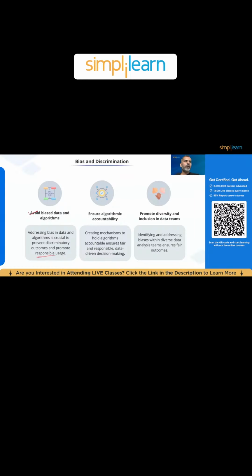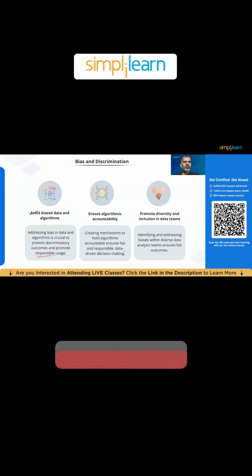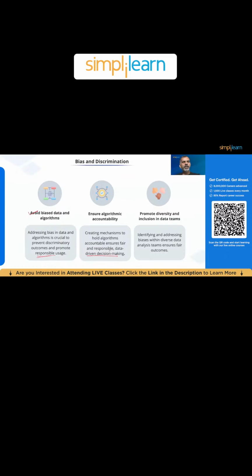While doing this, we ensure algorithmic accountability also. That means we have to create mechanisms to hold algorithms accountable, ensuring fair and responsible data-driven decision making. And this can only be possible when your data was collected fairly and each and every section is selected randomly or gets equal weightage in the modeling process.